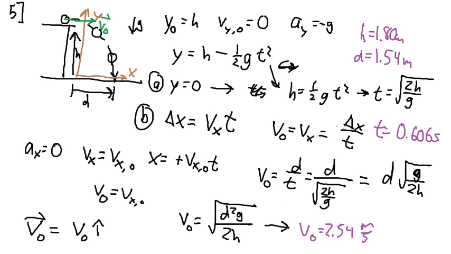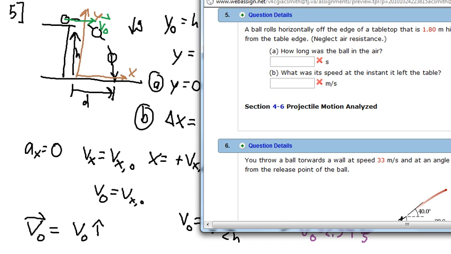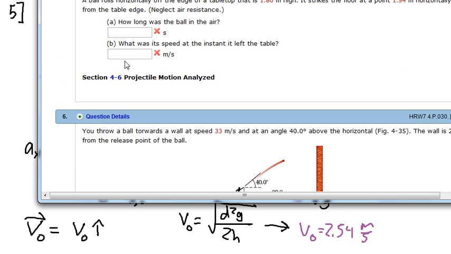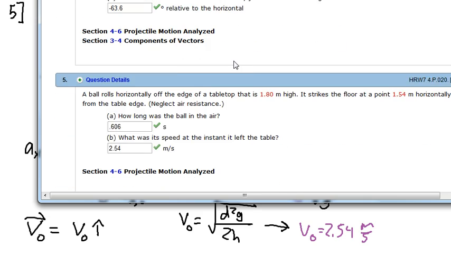This was probably unnecessary actually, because I really could have just done delta x over t, since I already knew t. Just take the 1.54 and divide by 0.606. So, moment of truth, let's see what we have. What was it, 0.606 and 2.54, and submit, and page down.